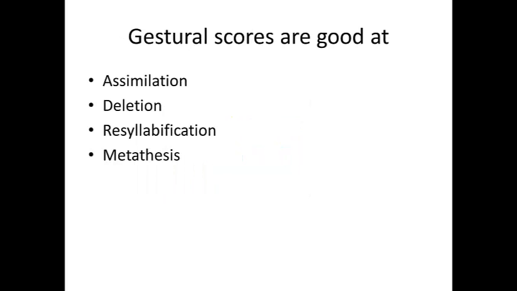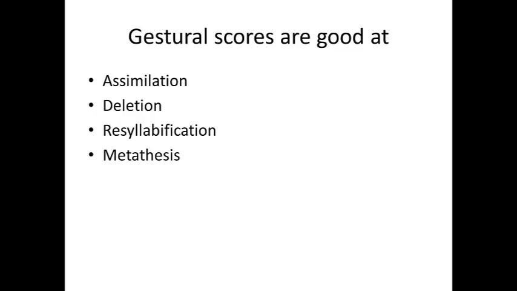Gestural scores are good at showing how certain things can come about through movement patterns alone. These include processes such as assimilations, where one sound becomes similar to another adjacent sound, or deletions, in which a sound may disappear, or at least seem to disappear. We'll see a great example later of a deleted sound that's actually there, gesturally speaking. Or how sounds might resyllabify or rearrange themselves, especially in classic metatheses, where two sounds reverse position.